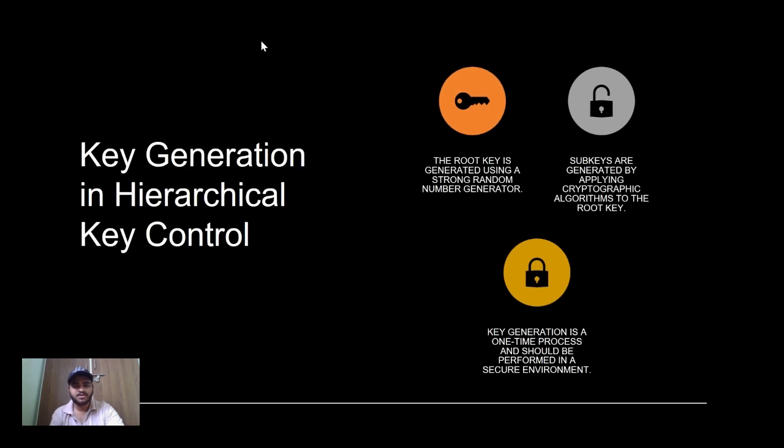Then key generation in hierarchical key control. The root key is generated using a strong random number generator. So first the root key is generated using a random number. Then the subkeys are generated by applying cryptographic algorithms to the root key. There are several algorithms to generate the subkeys. The key generation is a one-time process, and it should be performed in a secure environment. In this way, we can generate a key.